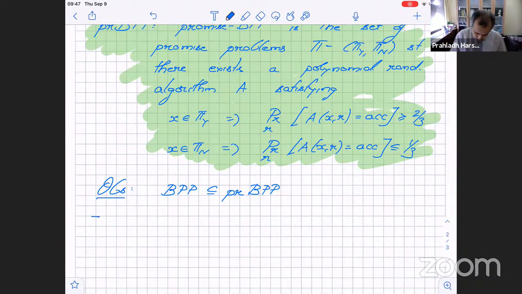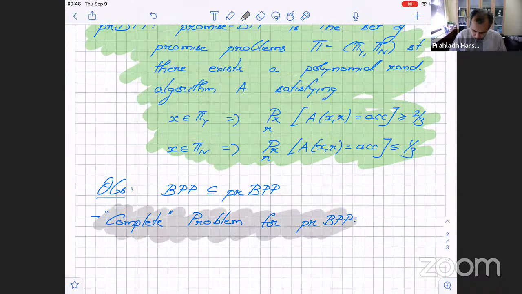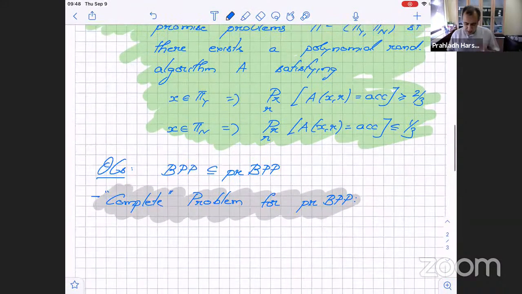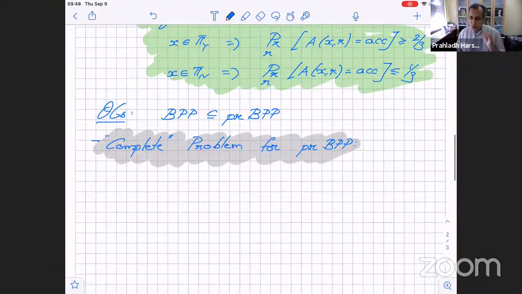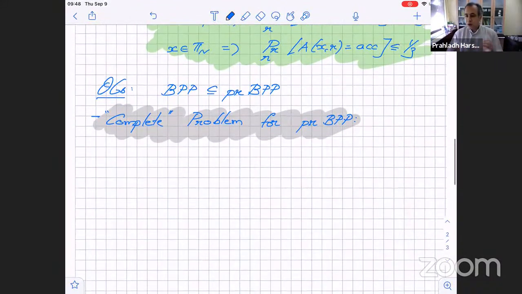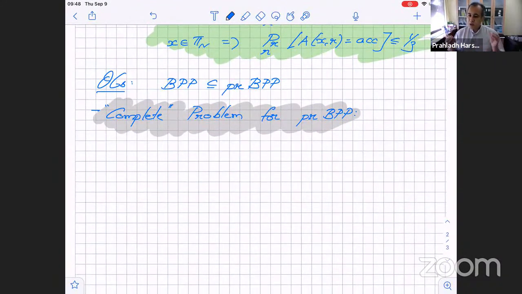So, sort of what I will call a complete problem for promise BPP. And for this, it will be useful for me to define one more notion. So far, we have talked about something called algorithms. I will now talk about something called circuits. What's a circuit?